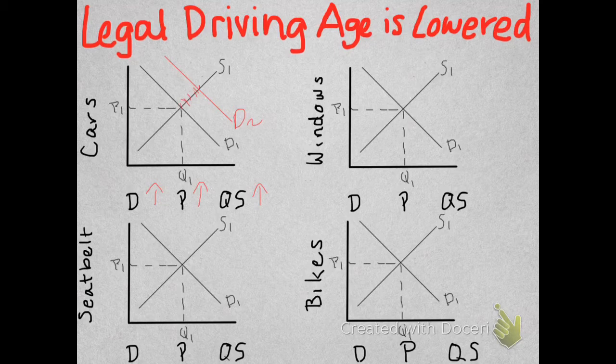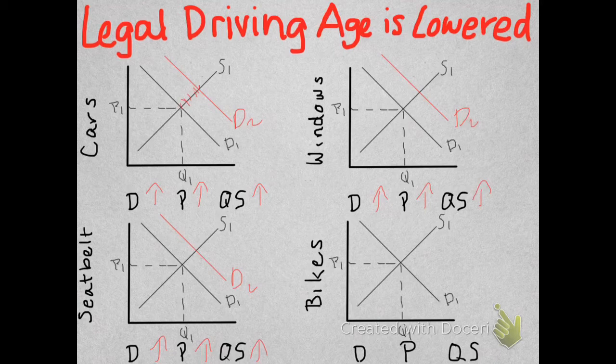We have seatbelts and windows, which are both affected because they're a complementary good to cars. So they will have the same effect. The demand for both of them will increase. So, looking at windows, if the demand increases, the price will increase, the quantity supply will increase, and then we go to seatbelts. The demand will increase, the price will increase, and the quantity supply will increase.